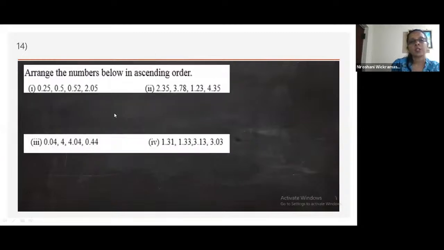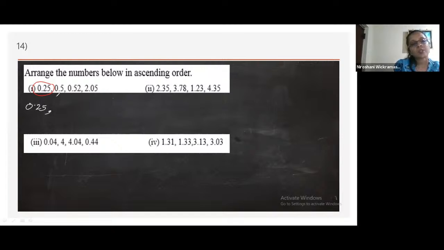Arrange the numbers below in ascending order. Ascending means smallest to the largest number. So according to this, what is the smallest one? This one, right? 0.25.